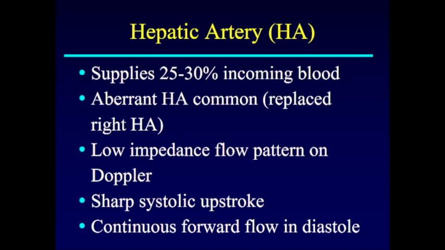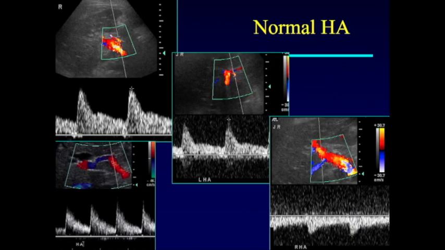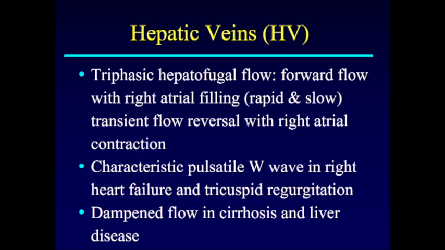And the hepatic artery has a low impedance flow pattern on Doppler ultrasound with a sharp systolic upstroke and good flow throughout diastole with continuous forward flow. And here you can see again, the normal hepatic artery, sharp upstroke, and continuous flow throughout diastole. And similar to the portal vein, the right hepatic artery dives deep into the right lobe to supply the right posterior right lobe, and therefore the flow is displayed below baseline.